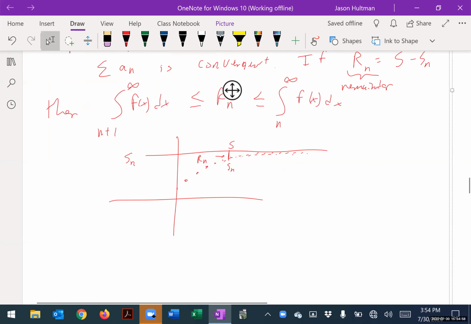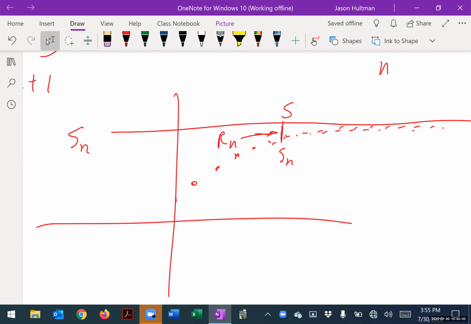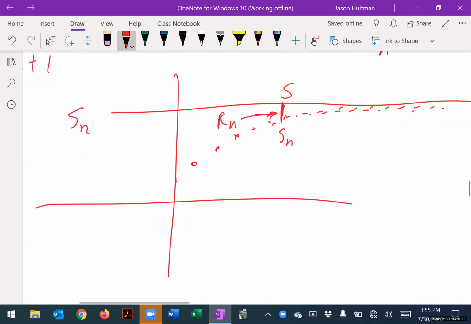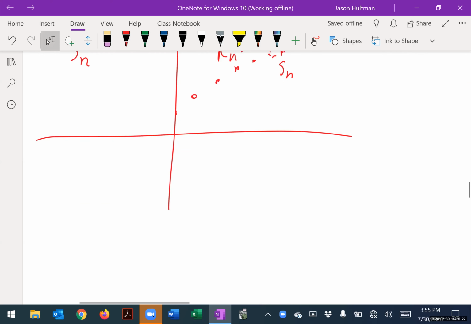The remainder is this value here, the error, basically. If we look at the original function, this is the cumulative function, by the way. This error, s minus s sub n, which is r sub n, is sandwiched between two items.